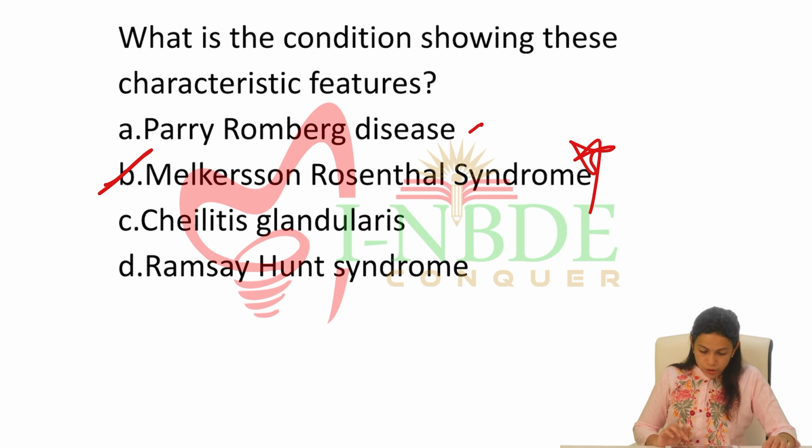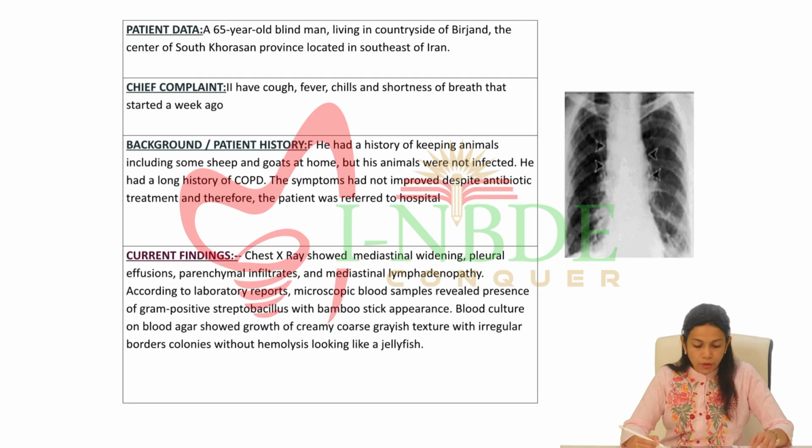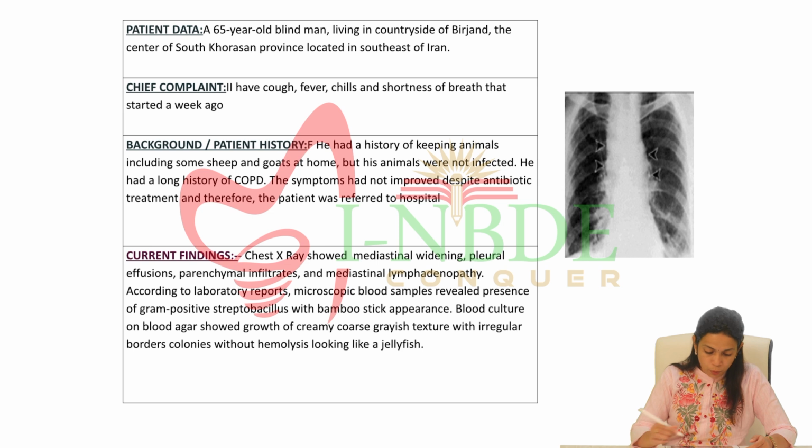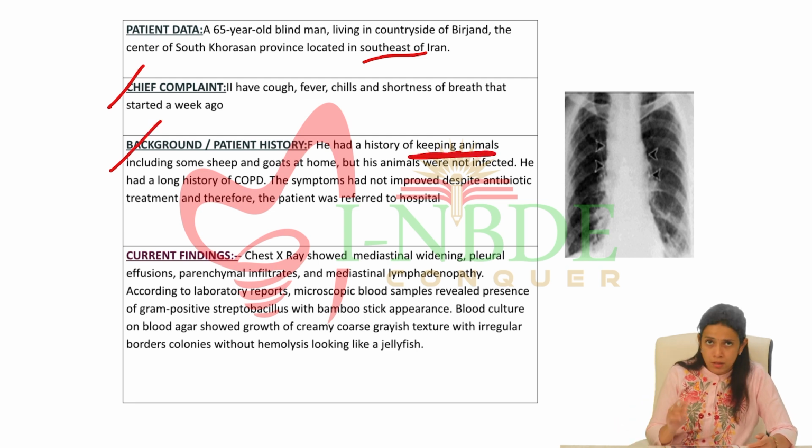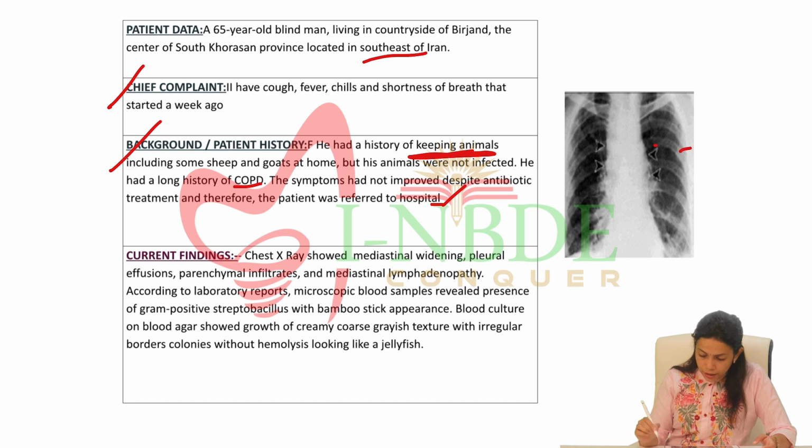Okay, so next, coming to the next question. Here is a 65-year-old man who is living in so-and-so place in southeast of Iran. The chief complaint is fever, cough, chill, shortness of breath. So these are respiratory symptoms, as you can see. And then the background history: he has a history of keeping animals. Okay, so that is why they have given it in the history. Maybe it has some importance. Also, sheep and goats, but the animals were not infected. And he has a long history of COPD also. The symptoms didn't improve despite antibiotics, and the patient was referred to the hospital. Okay, and here is the radiograph.